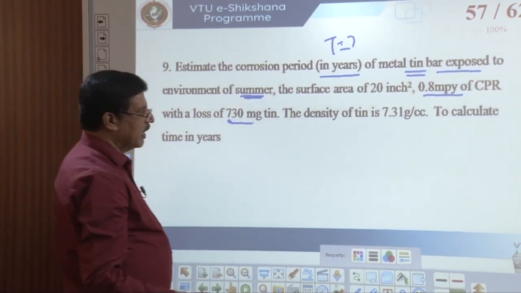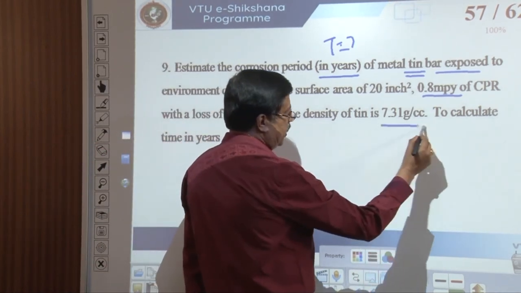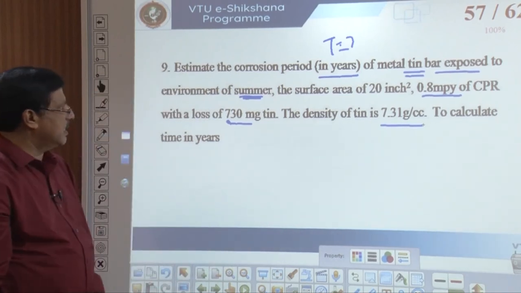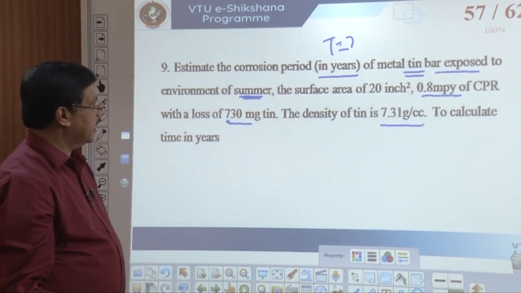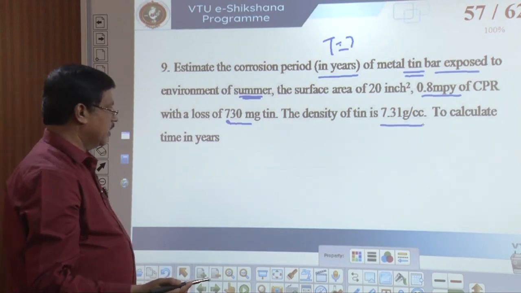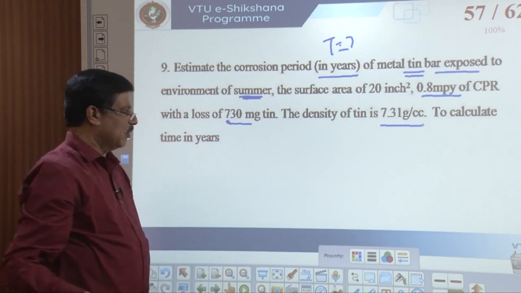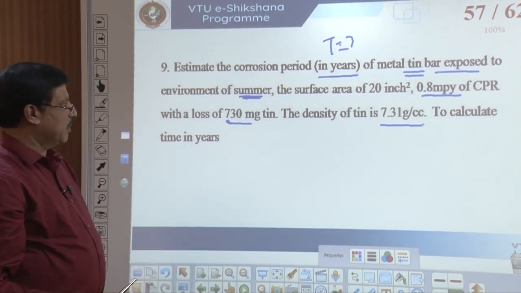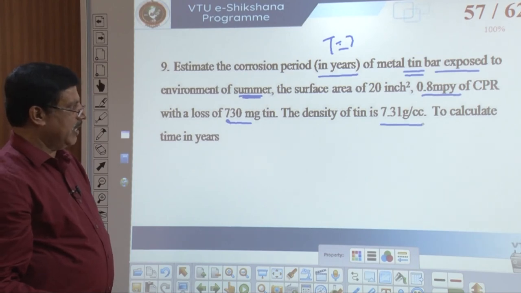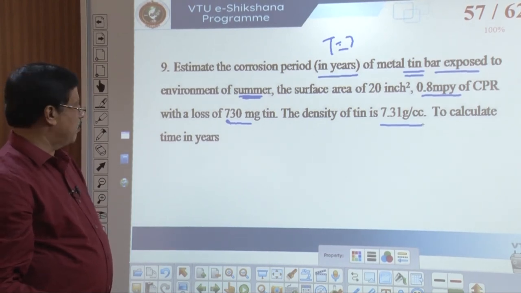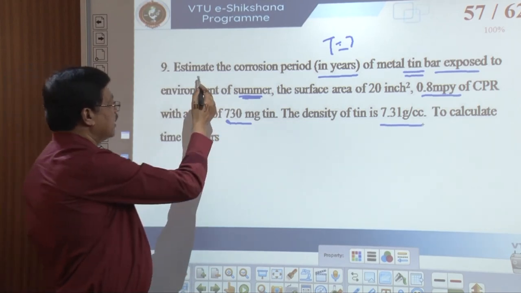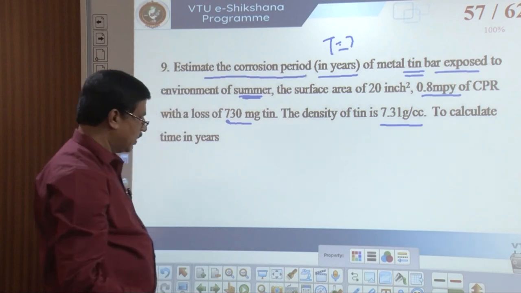The density of tin is 7.31 gram per cc or gram per centimeter cube. I repeat, estimate the corrosion period in years of a tin bar exposed to the environment in summer. Summer means higher temperature. The surface area about 20 in square, 0.8 mils per year of CPR with the loss of this one. The density 7.3. Calculate the corrosion period, that is the time taken for this.